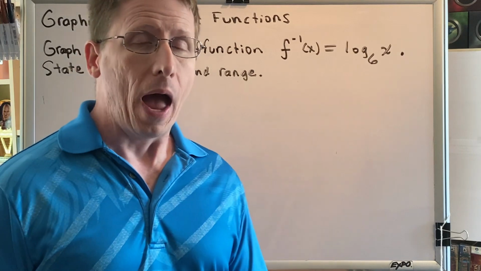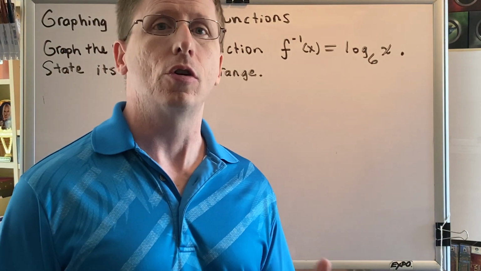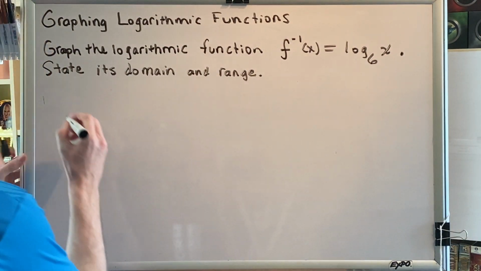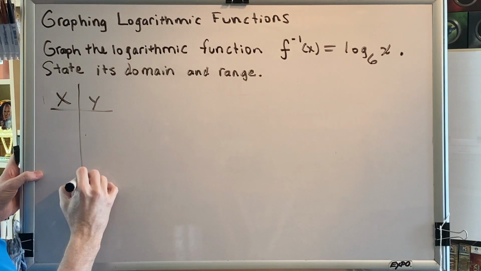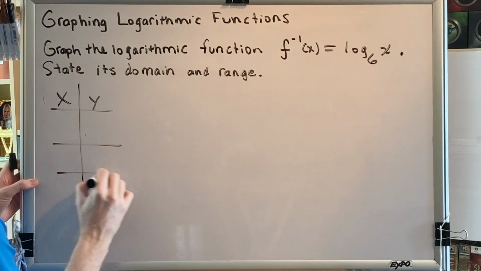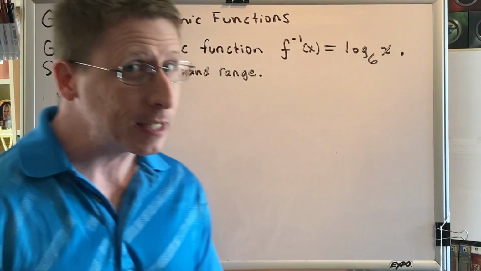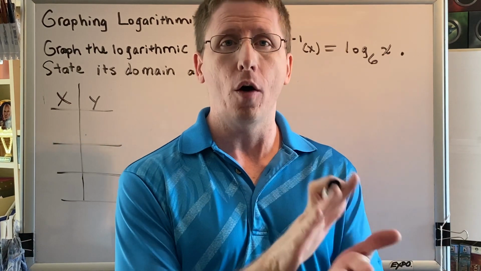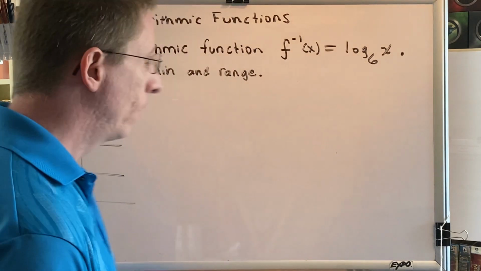Okay, so as with our previous videos, we're going to use what we know about the exponential function to create the graph of the logarithmic function. Let's go ahead and write down now the table of values associated with the exponential function. The exponential function says we have negative 1, 1 over a, 0, 1, 1, a. Let's write that.